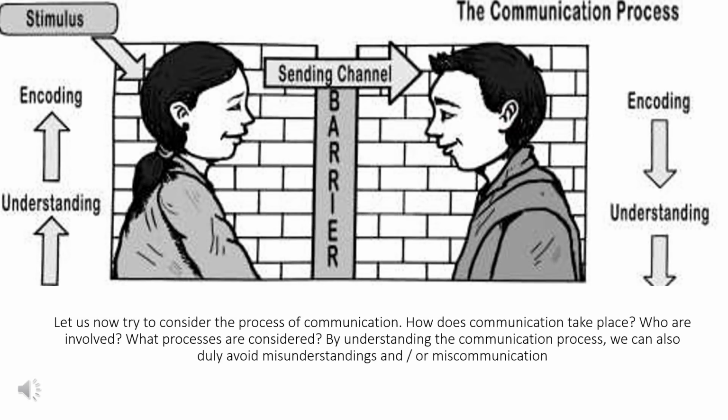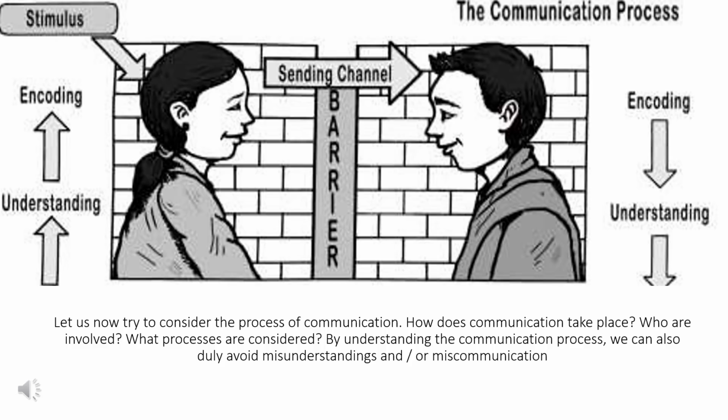Let us now try to consider the process of communication. How does communication take place? Who are involved? What processes are considered? By understanding the communication process, we can also avoid misunderstandings and miscommunications. Now take a look at that picture of a communication process. Let us find out how the communication process goes on. So first, we have the stimulus, then you have there the girl or the speaker, then of course the sending channel, then you have there the barrier, then you have there the boy who's the receiver of the message given by the girl. Then you have there the encoding, then decoding, then understanding.